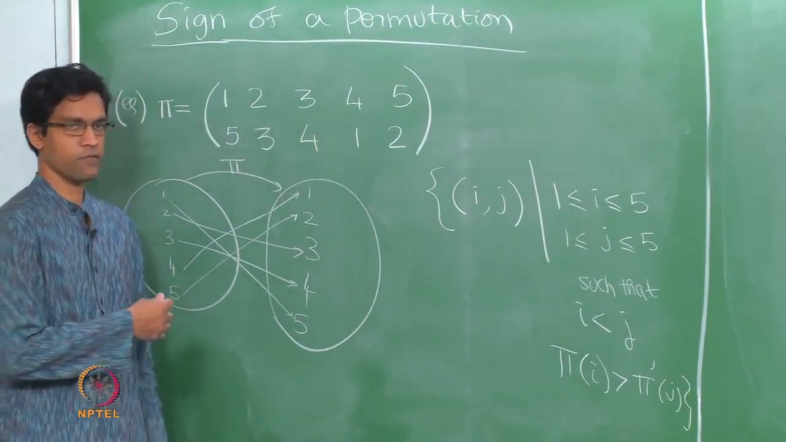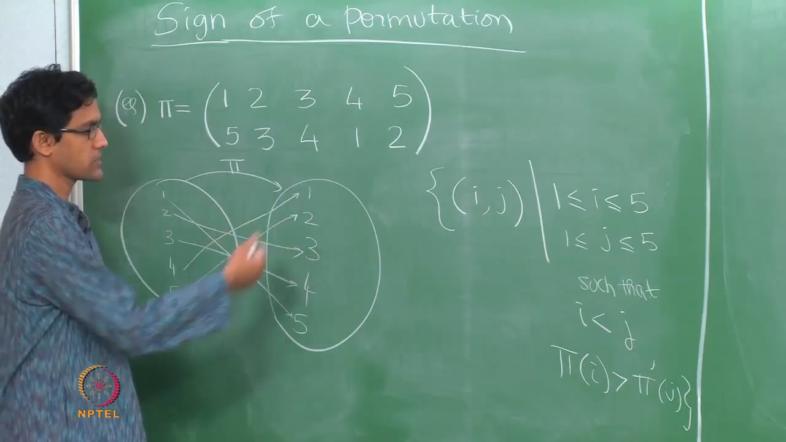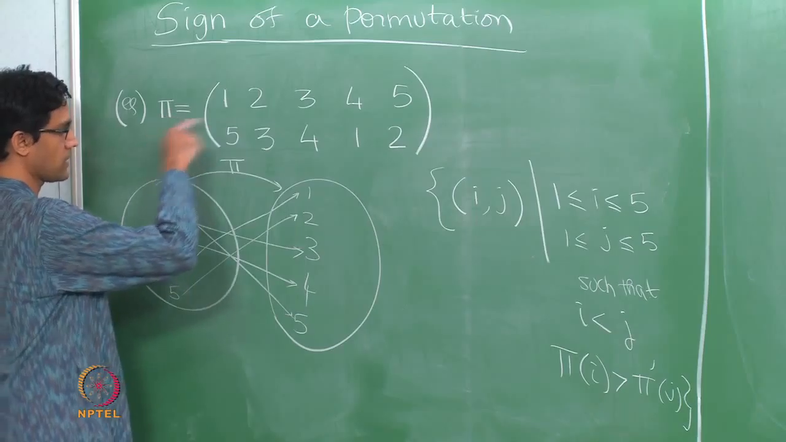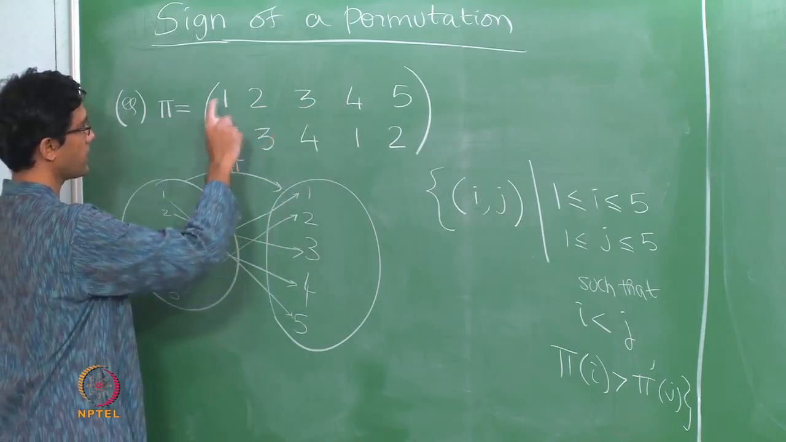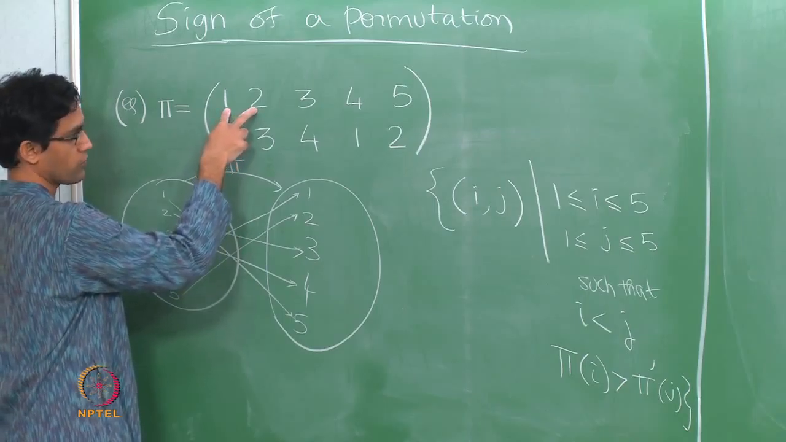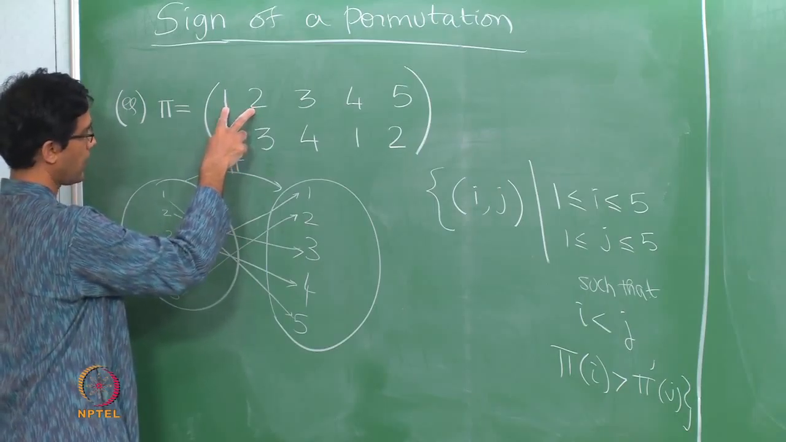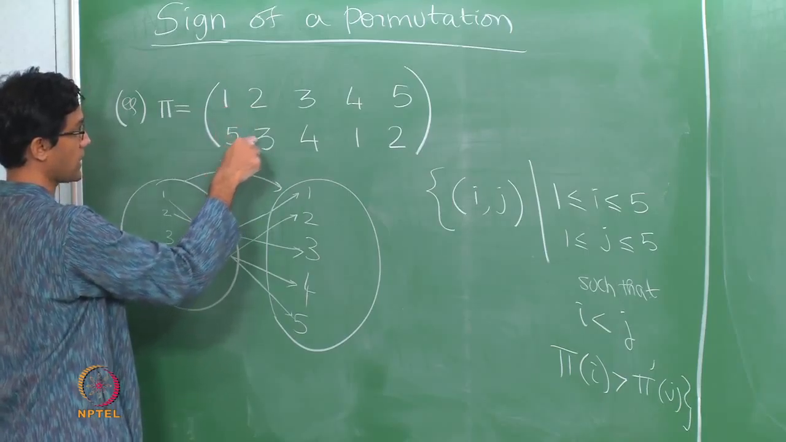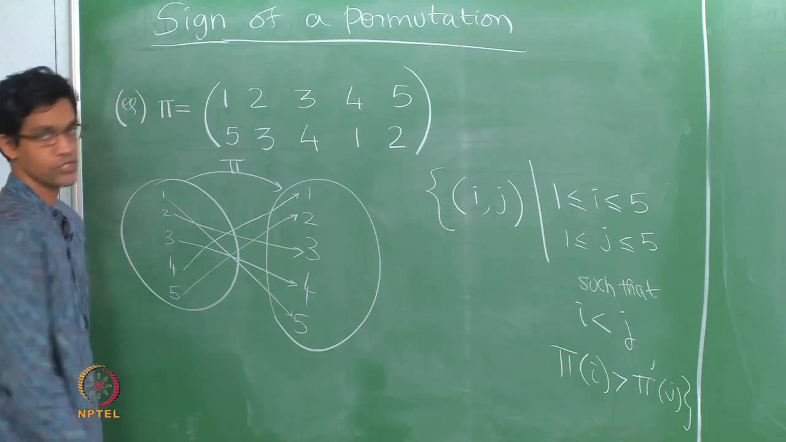Okay. So given a permutation pi, here is a set that one can naturally consider: you scan the list and you look for all i and j. For instance, in this example, look at 1 and 2. i is 1, j is 2, i is smaller than j, but pi of 1, which is 5, is strictly bigger than pi of 2, which is 3.